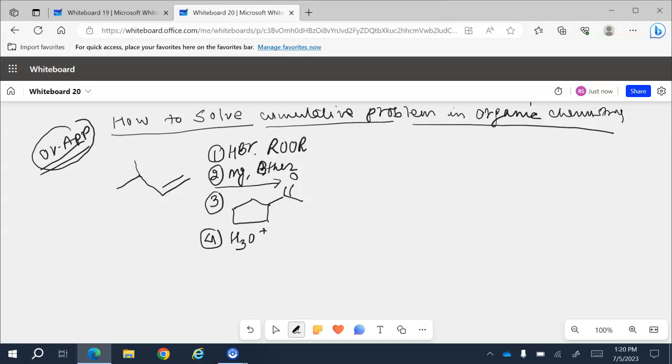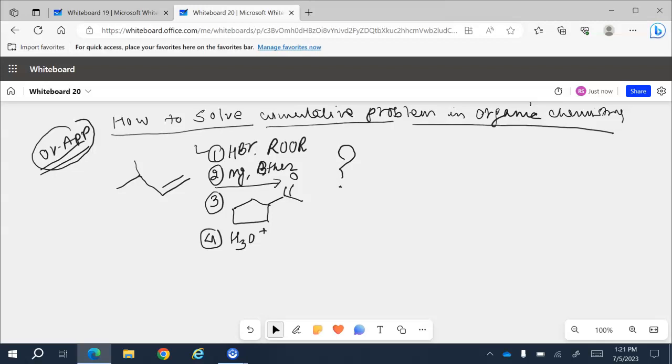You have one unsymmetrical alkene, and that alkene is reacted with a sequence of reagents: first HBr in presence of organic peroxide, second magnesium and ether, third a ketone, and fourth H3O plus. Now your job is to predict the final product. What will be the final product?